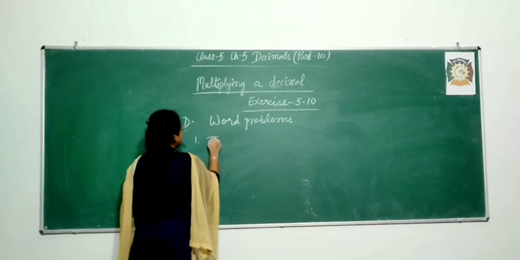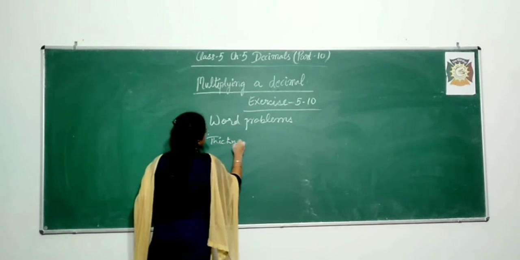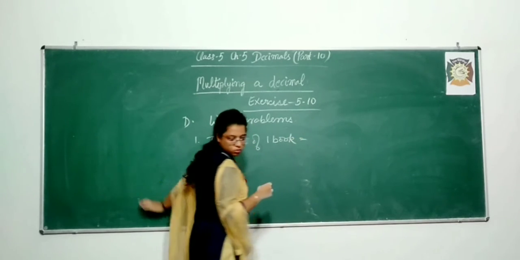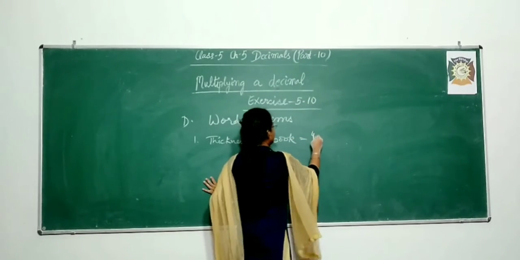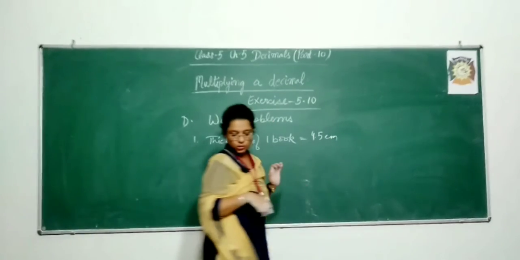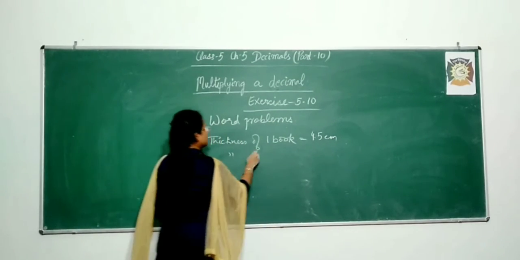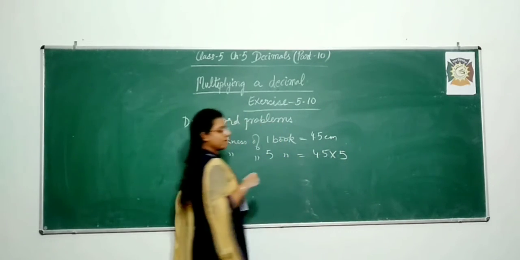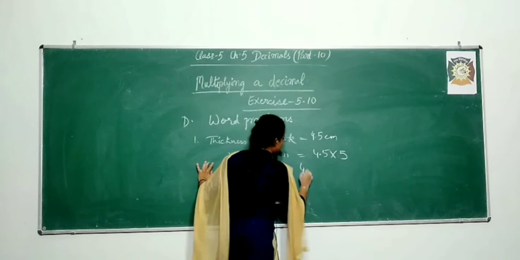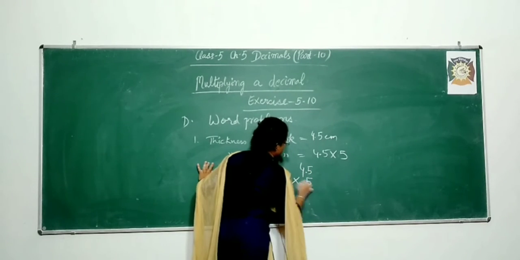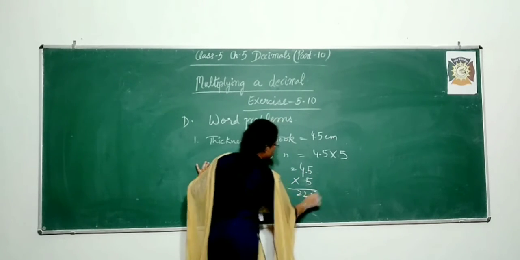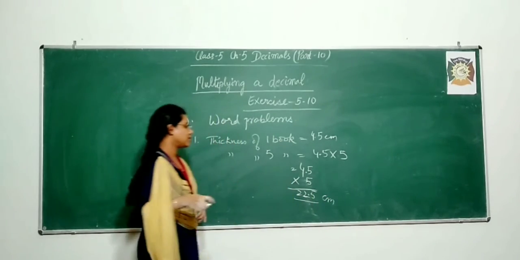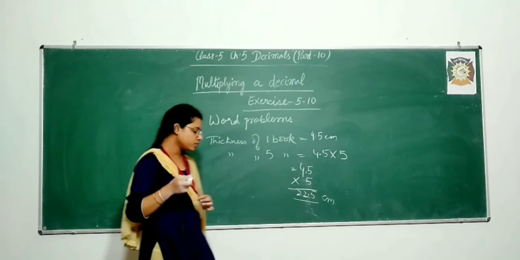In the solution you write thickness of one book equal to 4.5 centimeter, and you will find the thickness of 5 similar books by multiplying 4.5 with 5, right students? So simply multiply these numbers. You are getting 22.5 centimeter thickness for this question, right?